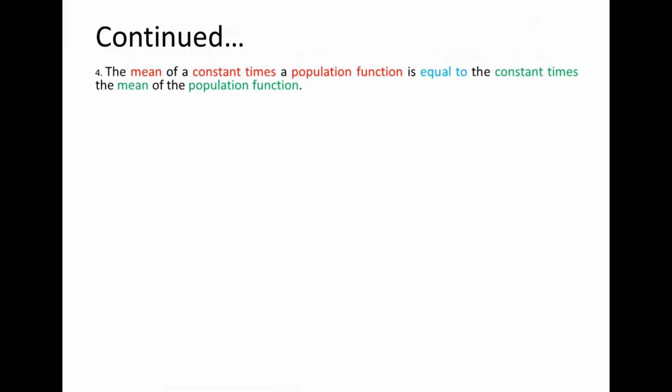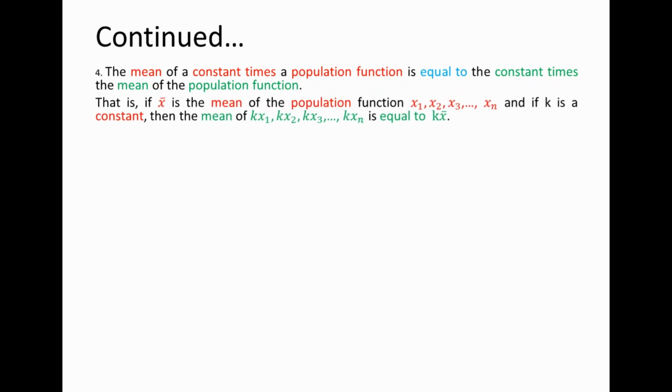The last property is that the mean of a constant times a population function is equal to the constant times the mean of the population function. That is, if x bar is the mean of the population function x1, x2, x3 up to xn, and if k is a constant, then the mean of k times the given data values, that is k times x1, k times x2, k times x3 up to k times xn, is equal to k times the old mean.